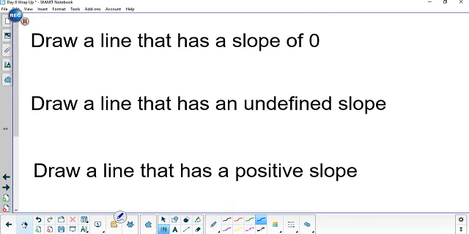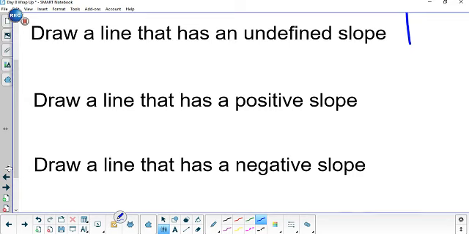The other thing that was talked about in this outcome was the different types of slope. So a line that has slope 0, that's a horizontal line. A line that has an undefined slope is a vertical line. A line that has a positive slope goes up from left to right, and a line that has a negative slope goes down from left to right.